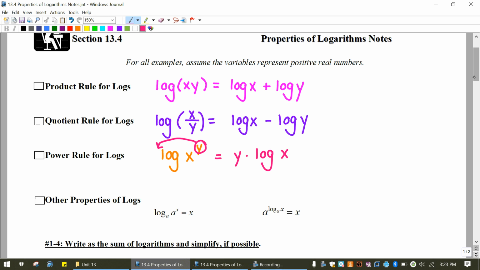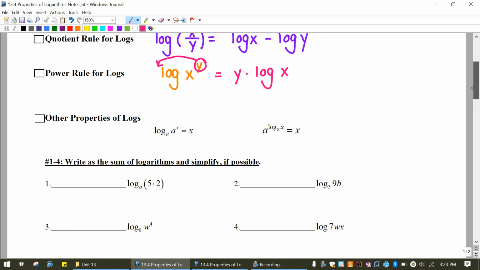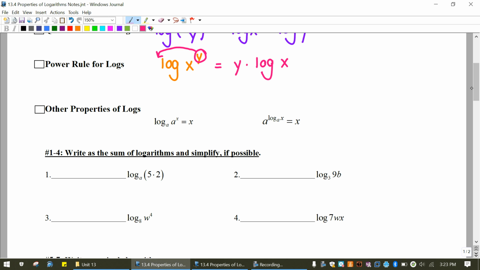Okay, then we've got one other property that's listed here. You aren't going to see this come up in any of the examples that we give you, but if you take a look at what these are saying, I think it becomes kind of clear what's happening. So you have log base a of a to the x equaling x. If you rewrote this as an exponential, it would be a to the x equals a to the x.